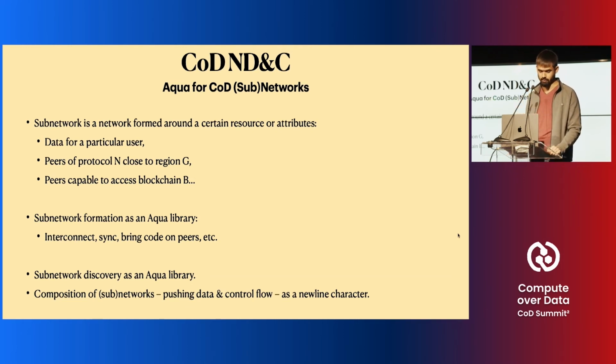You can have subnetwork discovery as an Aqua library as well. And the composition of subnetworks means pushing data and control flow to the next and next and next subnetworks, meaning peers of these subnetworks, because there is nothing magical. It's just a new line character. You get from one line of the code to another, and it could mean moving compute and data to the next peer.